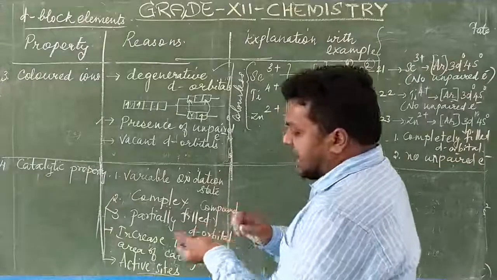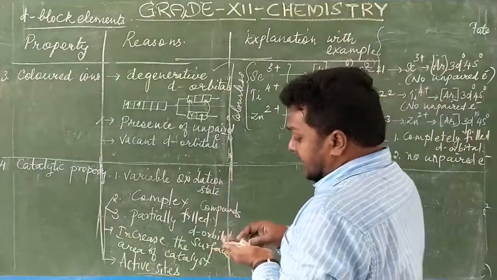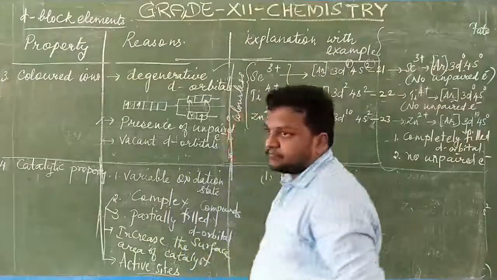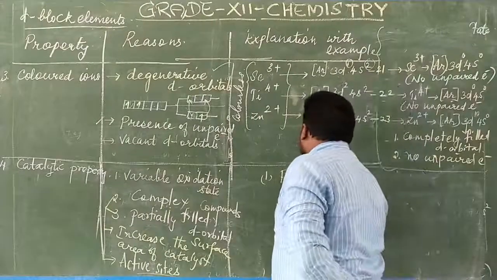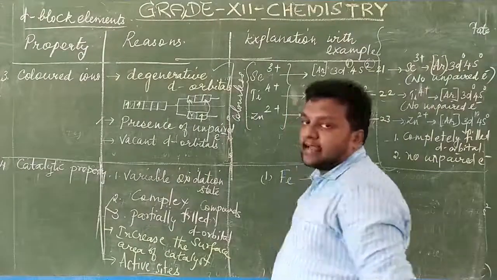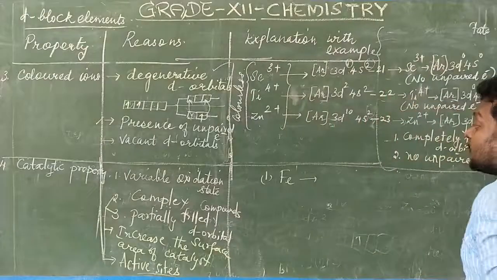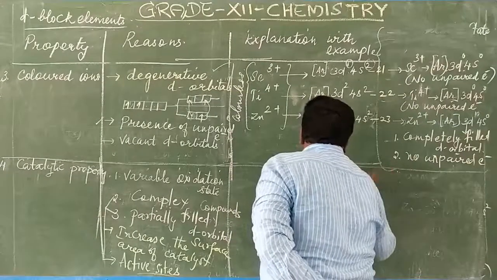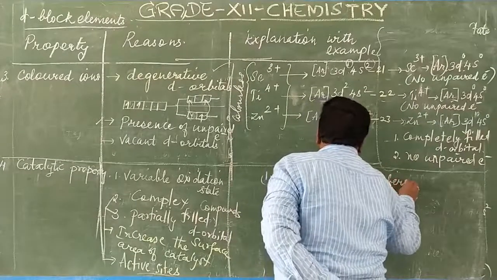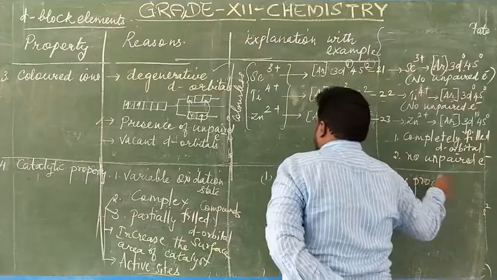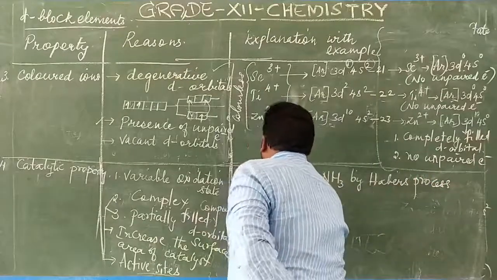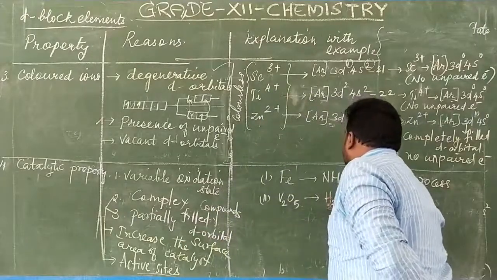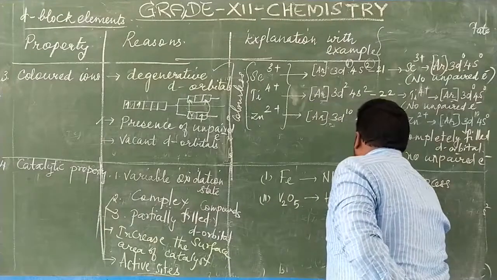Okay, now examples. Catalytic properties, we will see examples. What are the examples? The first catalyst is iron. So it has a catalytic property. Iron has got the catalytic property in the manufacture of ammonia by Haber's process. Economically important. Then second one, vanadium pentoxide, V2O5. Vanadium helps in the manufacture of sulfuric acid by contact process.